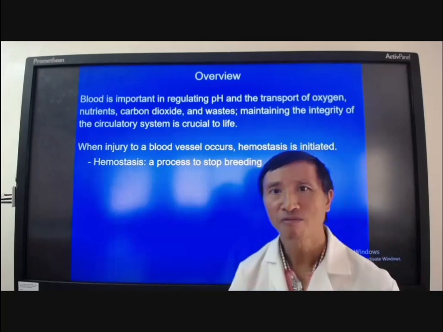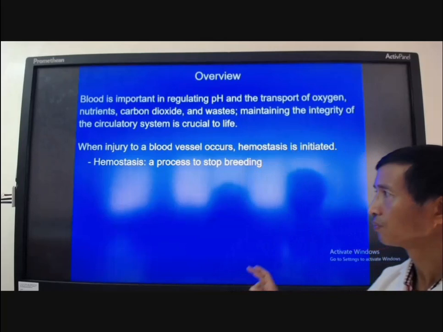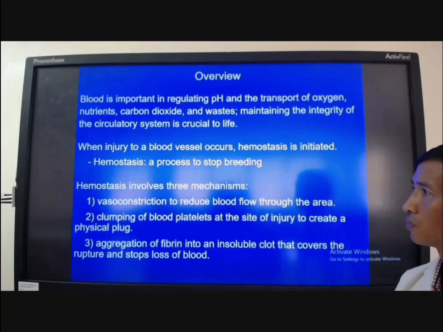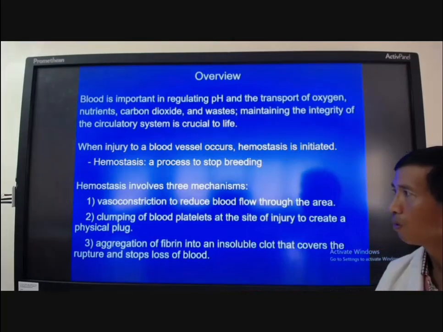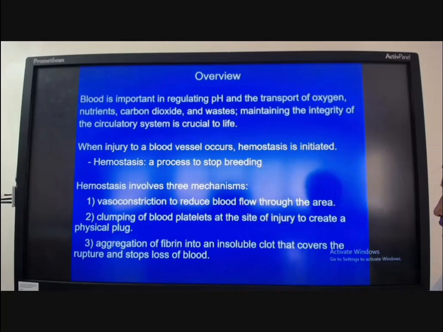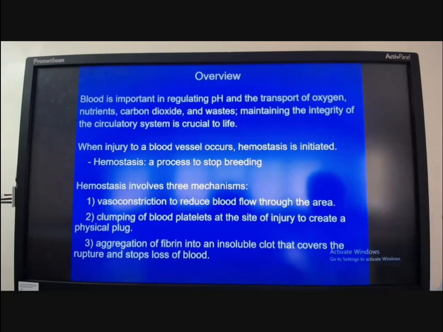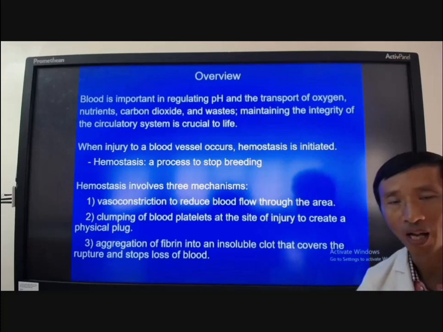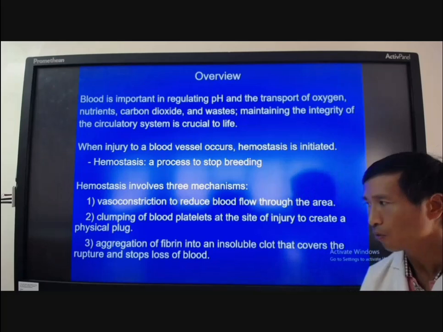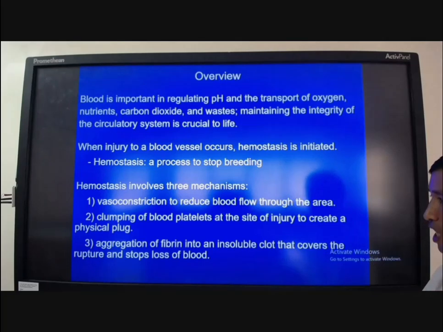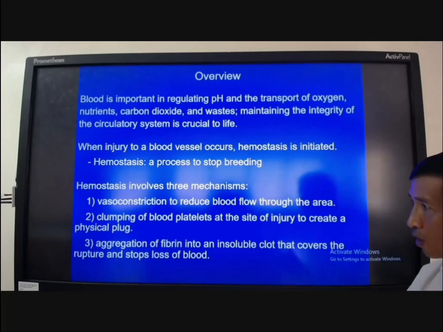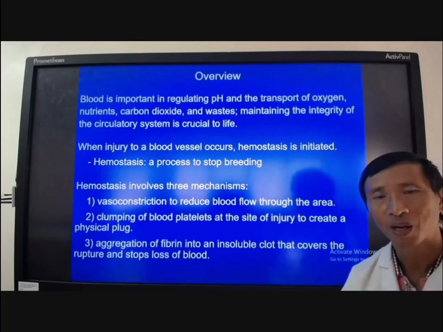Hemostasis has three mechanisms. First, vasoconstriction to reduce blood flow through the injured area. Second, aggregation of blood platelets at the site of injury to create a physical plug. Third, aggregation of fibrin into an insoluble clot that covers the rupture and stops loss of blood.